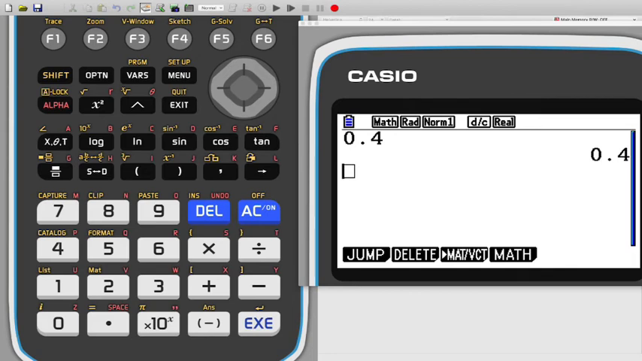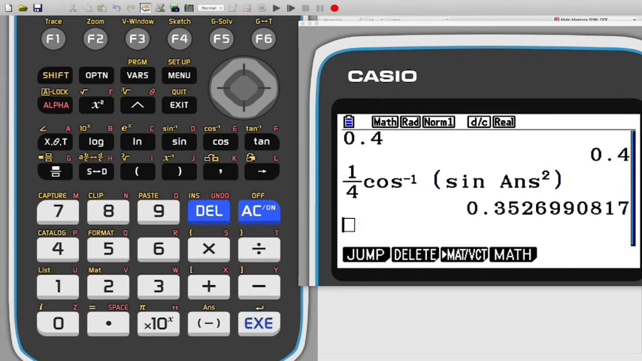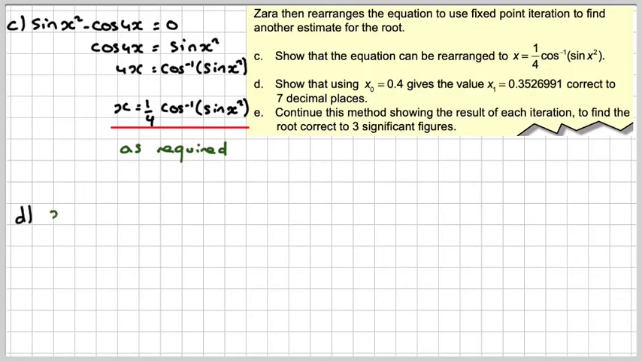It'll give you 0.4. Right, then we need to put in 1/4, so the fraction button, 1/4. Of inverse cos, a bracket, sine of the answer. So instead of x, you put the answer squared, close the bracket, and then press equals, and we'll get the value that is required. So you just need to show some sort of working though.